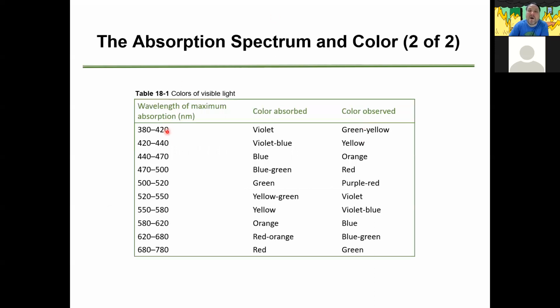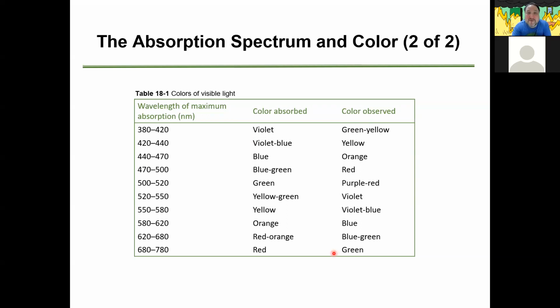If you are absorbing a maximum up here in 380 to 420, your absorbed color is going to be violet, and the color that you will observe is green. If you are absorbing 470 to 500, you're absorbing blue photons, and the color that you observe is red. If you are absorbing photons that are 680 to 780, you're absorbing red photons, and the color that you see is green or blue-green. So where do you see this?